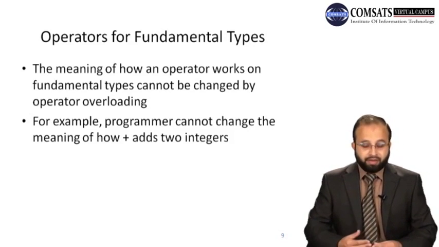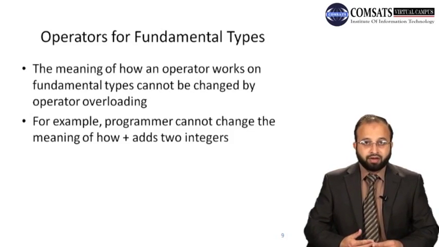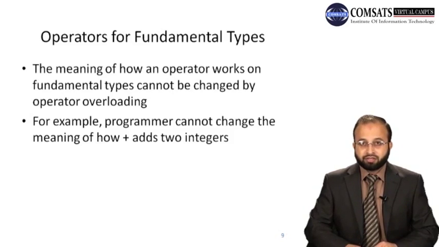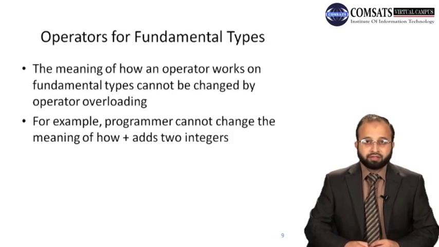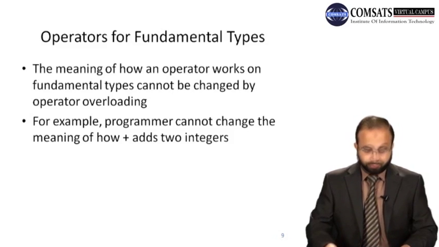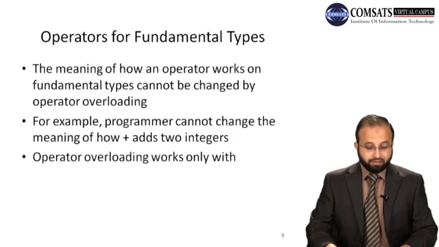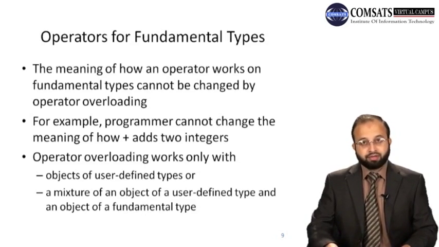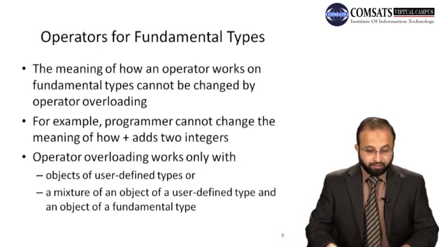So I have told you the method. Whenever a compiler encounters the addition operator, it will look at the type of the operand. So if the type of the operand is distance, both are distance objects, it will look for the overloaded addition routine in the distance class. Otherwise, if the type of the operand is a fundamental type, integer, float, then it will execute the function from the C++ library. So operator overloading works only with objects of user defined type or a mixture of an object of user defined type and an object of fundamental type. Okay, we will see these things in detail.